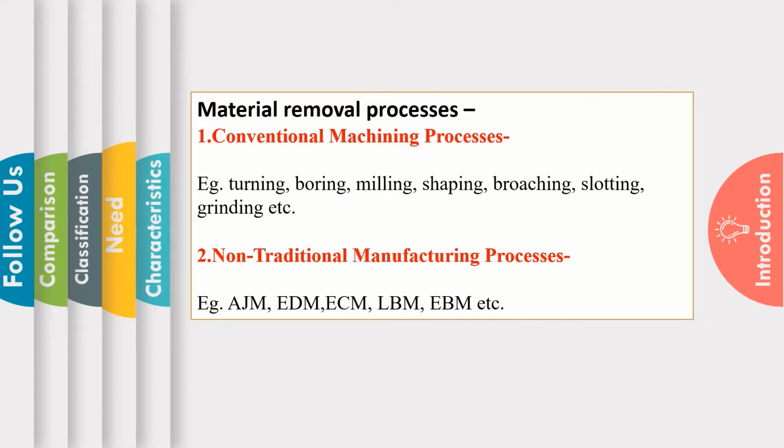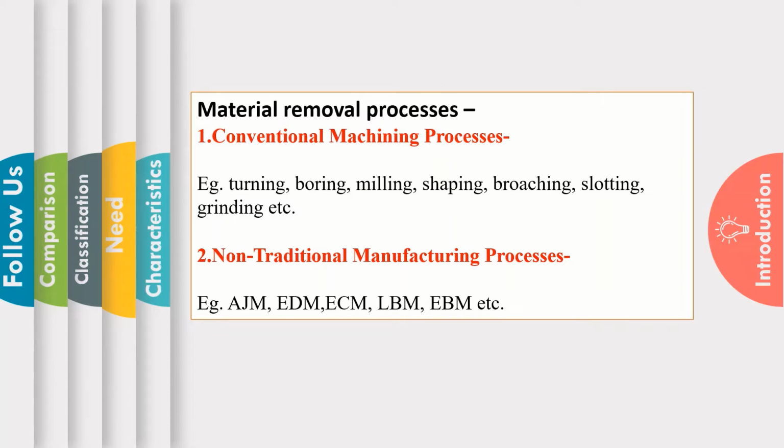groups. First is the conventional machining processes. These are the processes that mostly remove the material in the form of chips by applying forces on the work material with an edge-shaped cutting tool that is harder than the workpiece. Examples of these conventional machining processes are turning, boring, milling, shaping, broaching, slotting, and grinding.